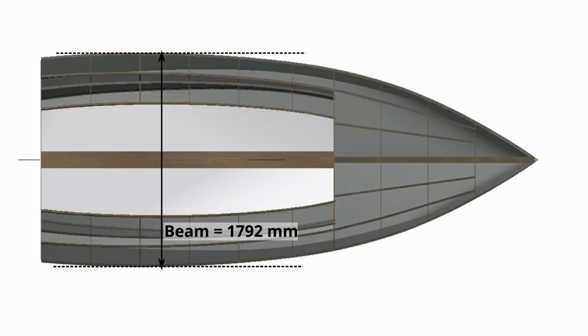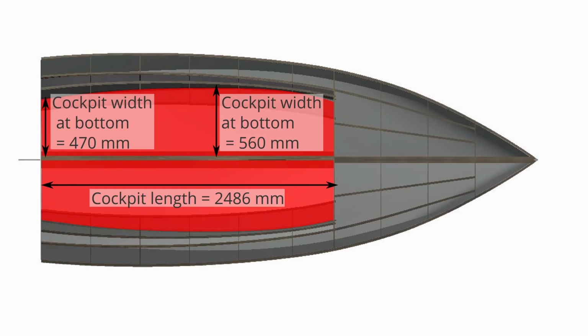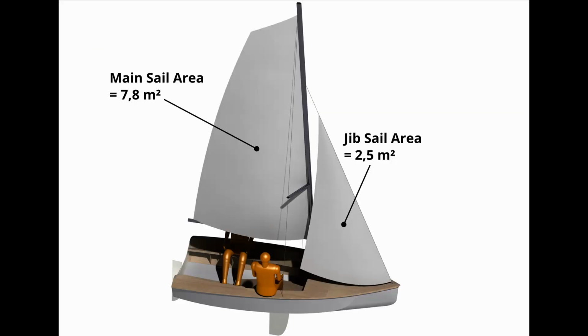The beam of the boat is almost 1.8 meters, and I tried to design the cockpit so that two adults can put thermarests inside for sleeping. The area of the mainsail is 7.8 square meters and the area of the jib is 2.5 square meters.